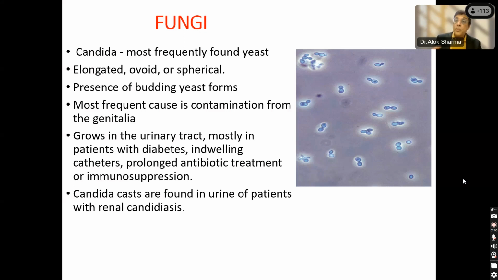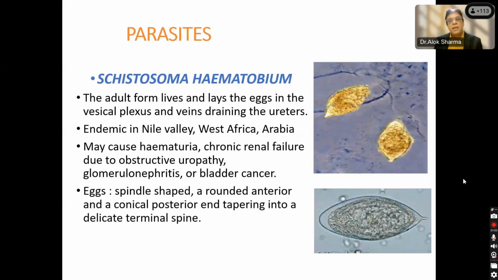And whenever you see certain things as a part of a cast, then they have more clinical relevance. You can find Candida casts in patients with renal candidiasis. The patient has candidiasis in the urine, and when those pass through the tubular epithelium, they get embedded in those Tamm-Horsfall protein casts and appear as Candida casts in urine. So they are a very strong indicator of renal candidiasis.